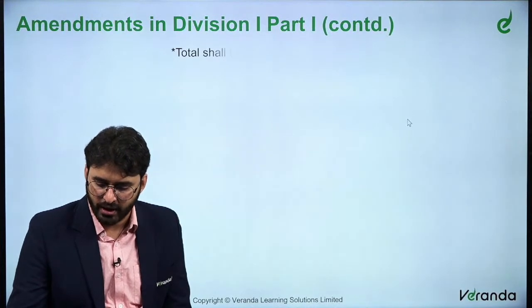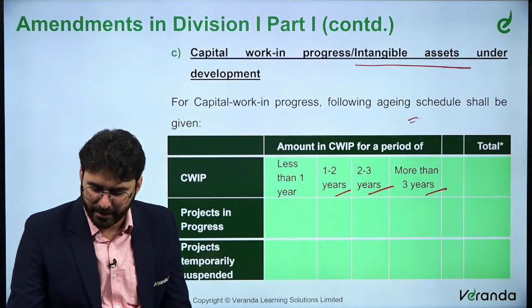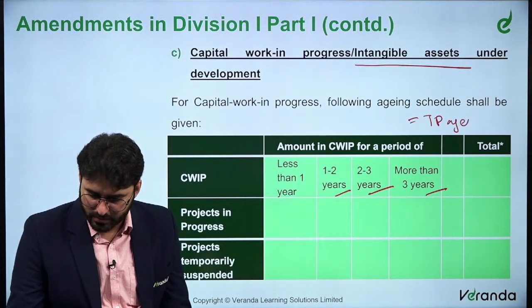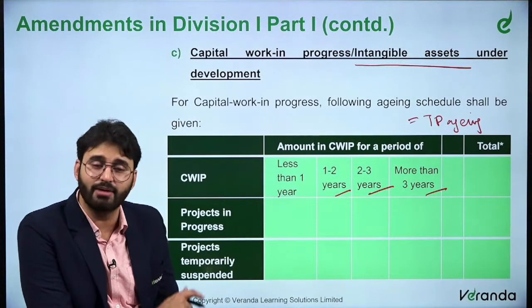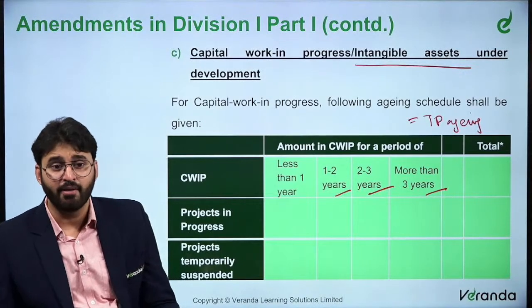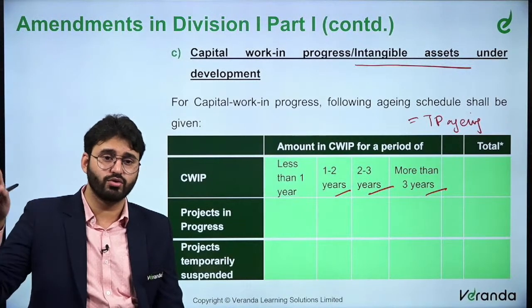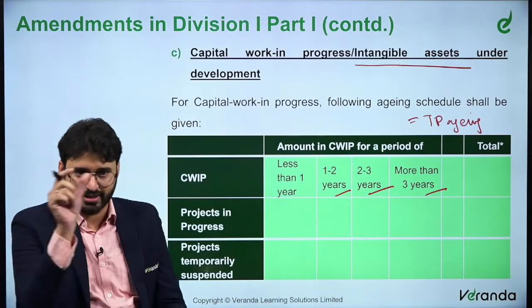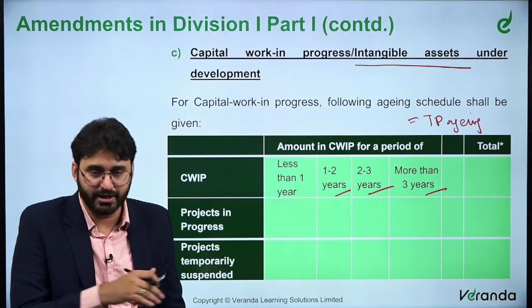This is very similar to your trade payable aging. What is that? Trade payable aging, same: less than 1 year, 1 to 2 years, 2 to 3 years, more than 3 years, right? But trade receivables: less than 6 months, 6 months to 1 year, 1 to 2 years, 2 to 3 years, more than 3 years. So again, that is the only difference, of course, apart from the particulars.